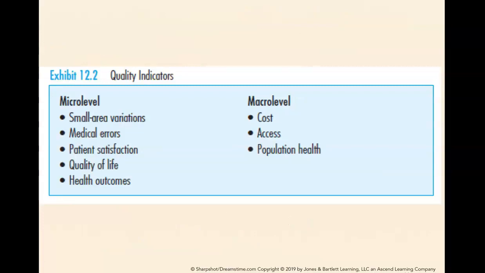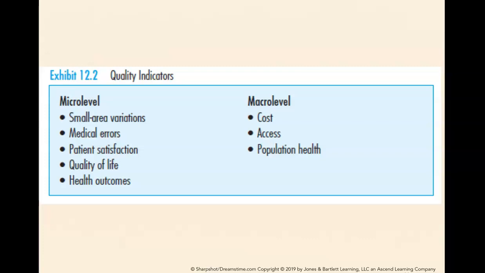So here's a table from your textbook. These are examples of indicators for quality in healthcare. So for micro level, there's basically small area variations. There's variations in specific healthcare services, for instance, in different geographic areas, locations. And then medical errors. So again, it's looking at when that service was actually given. It's at the point of service.